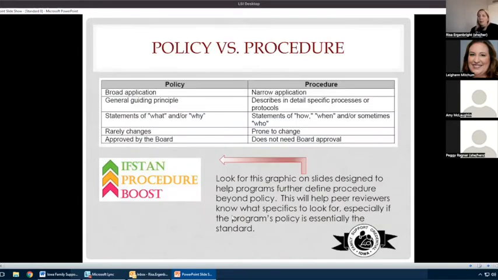Okay, so I'm going to pause there and see if anybody has any questions before we actually dig into Standard 8.